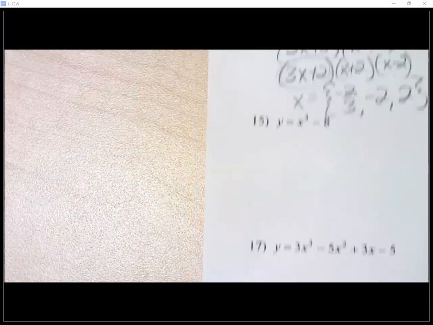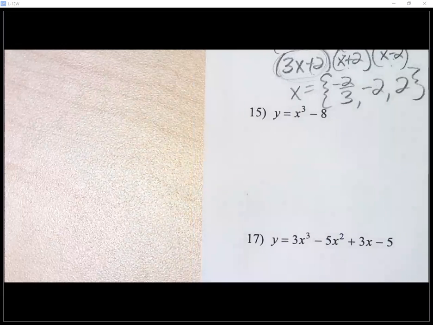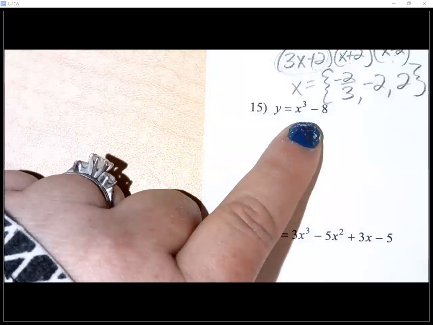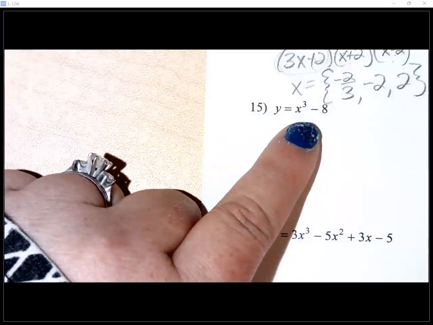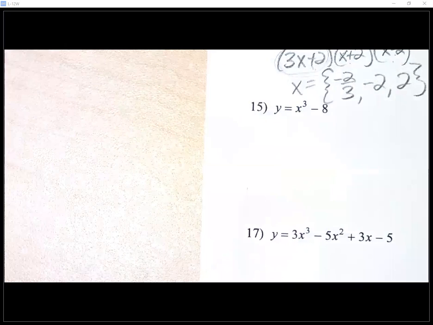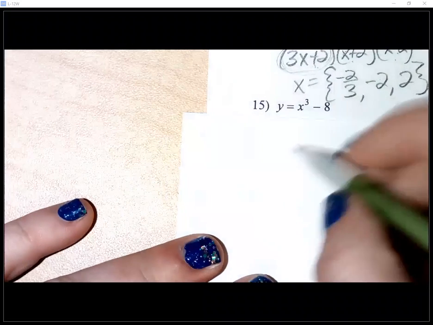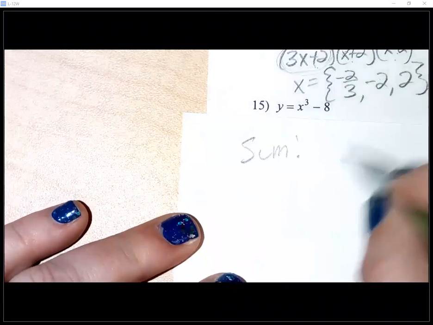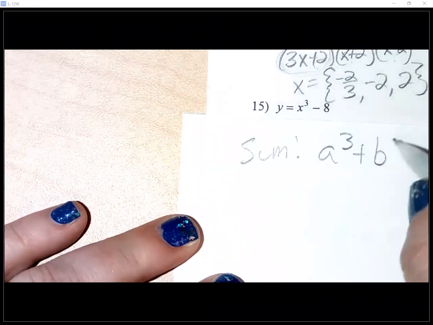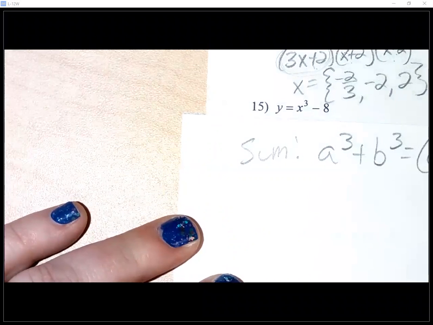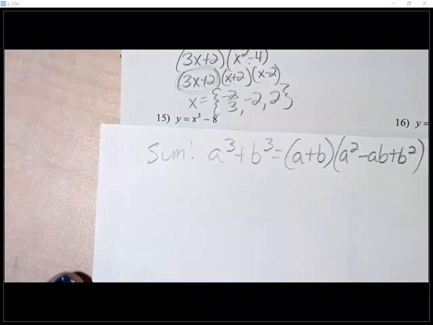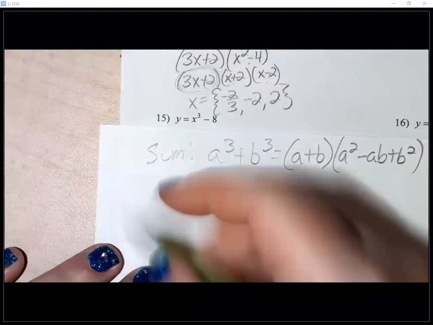15, this is not one that I'm going to factor by grouping. I don't have four terms here, but alas, it's the difference of two cubes, which we learned about on Friday. So we had two new formulas. If you have the sum of two cubes, remember the formula was this, a plus b times a squared minus ab plus b squared. Am I off? I know I would be. There we go. So there's the sum formula and then the difference formula.